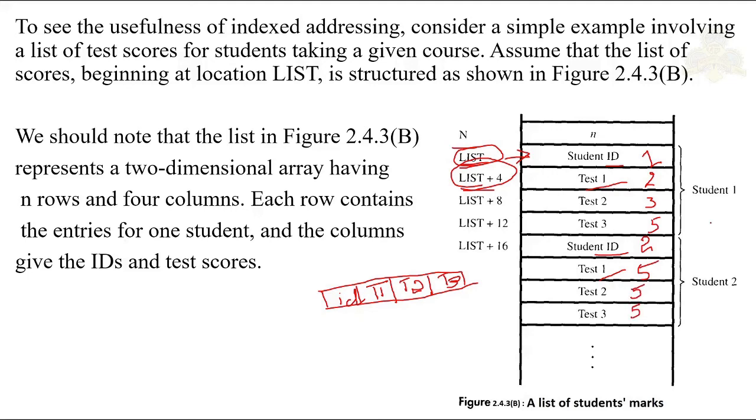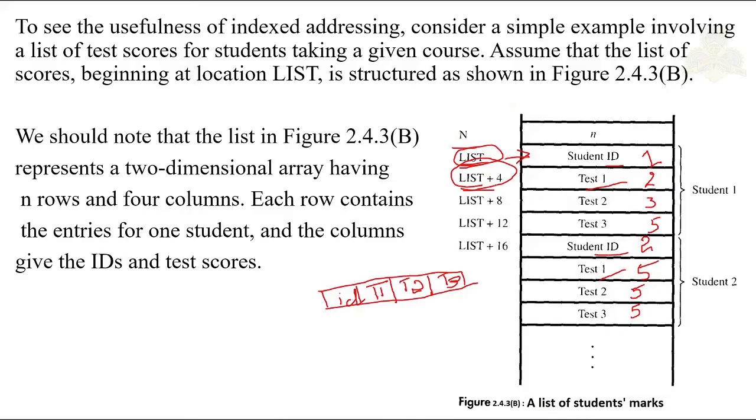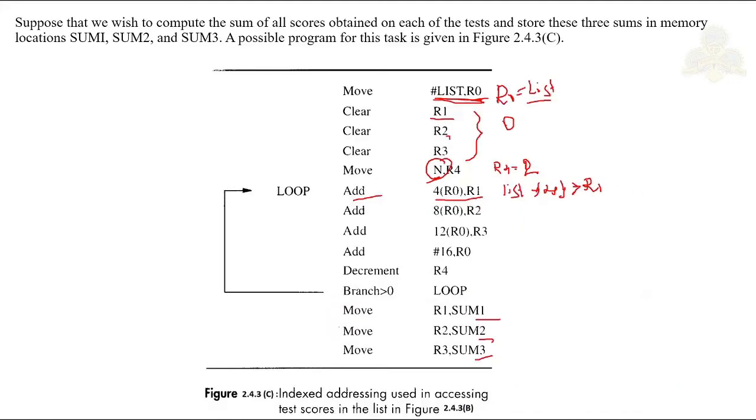Okay, so by default what happens, if you consider this one, add 4 of R0 comma R1. Now 4 of R0 is what? It is list plus 4. So what is list plus 4 here? It is test 1 marks of student 1. So the value here is 2. Now this 2 is added with what? R1. What is the content of R1? 0. So now R1 contains this 2 plus 0. So it is 2.